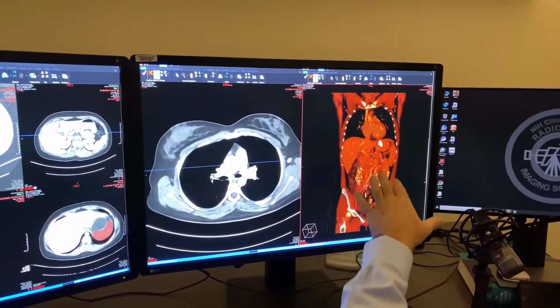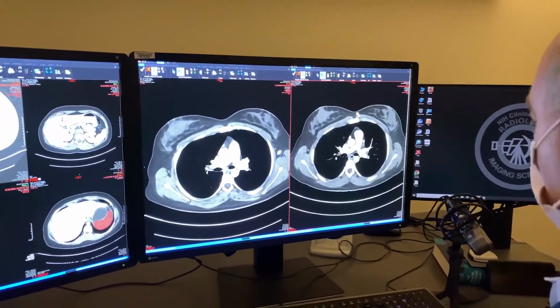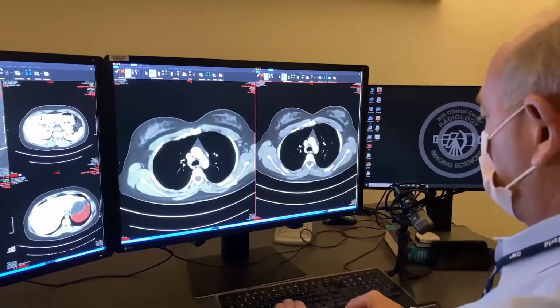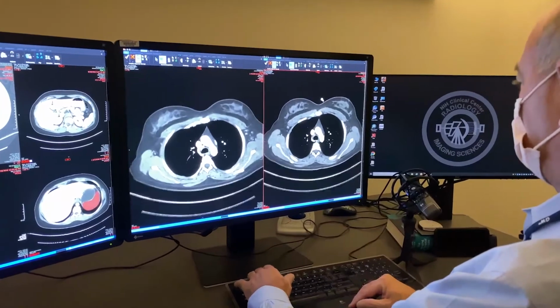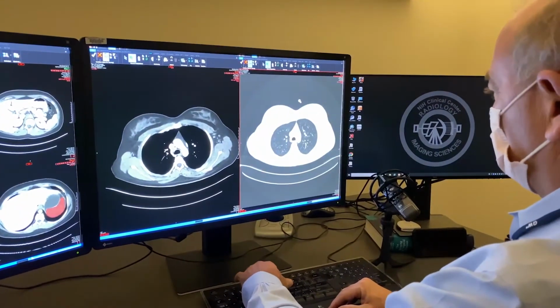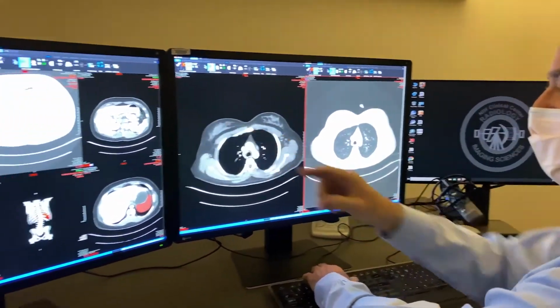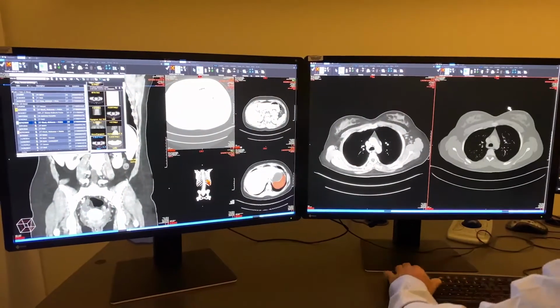This is just a 3D view of all the musculature and the vasculature. So let's go back. And by the way, these windows that I'm changing, this is the soft tissue window level. This is a lung window, although it's not the lung algorithm. It's not as sharp as what we see over there, so we use that for that. And this is the bone.